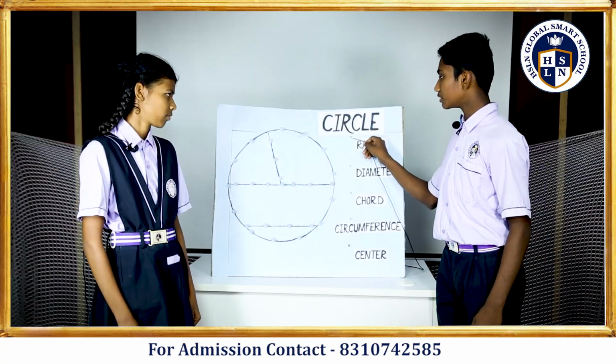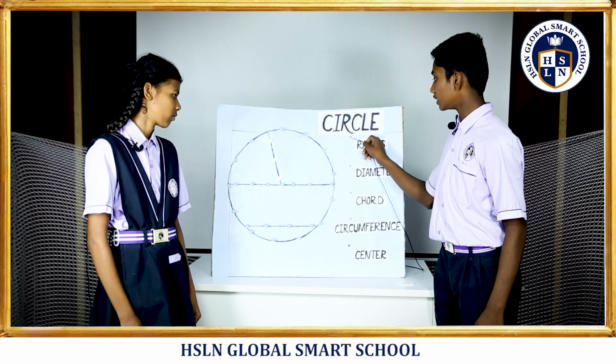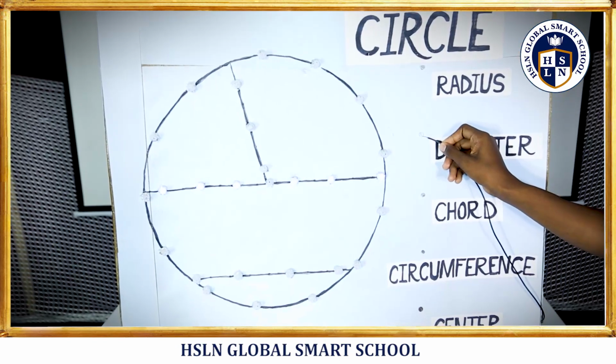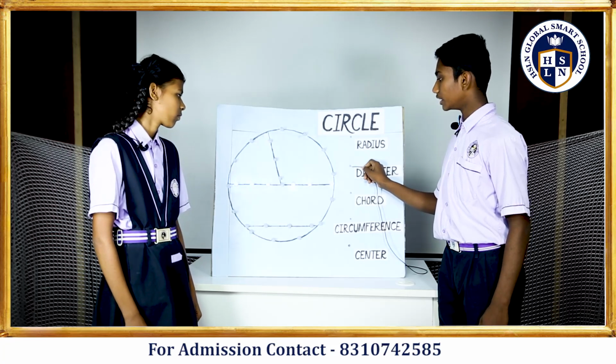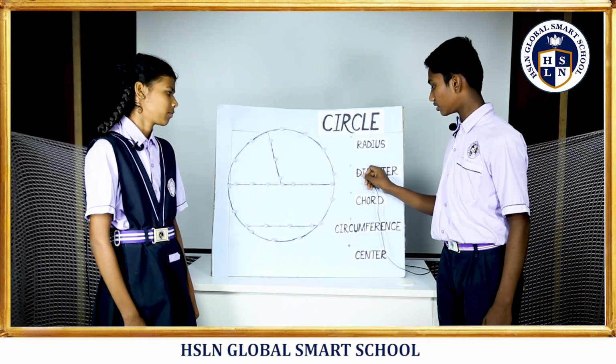Radius. The distance between the center of a circle and its boundary, which is half of the diameter, is known as the radius. Diameter. A chord that passes through the center of a circle is known as the diameter. It is also known as the longest chord.